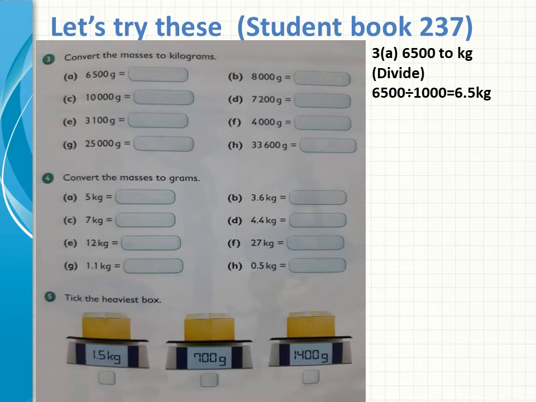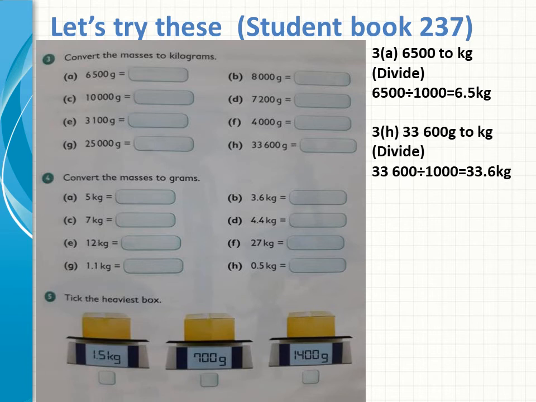Now let's try another one. I think I will try H. Let's try H. 33,600 grams. How do we convert this to kilograms? We divide also by 1,000. And when we divide by 1,000, our answer will be 33.6 kilograms.